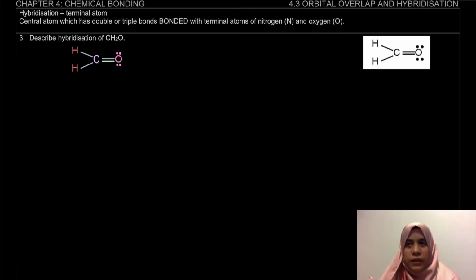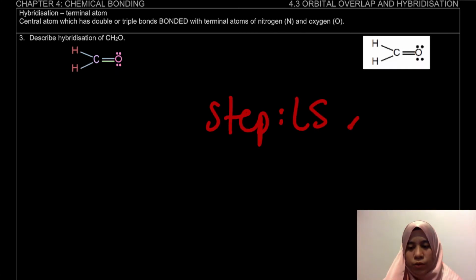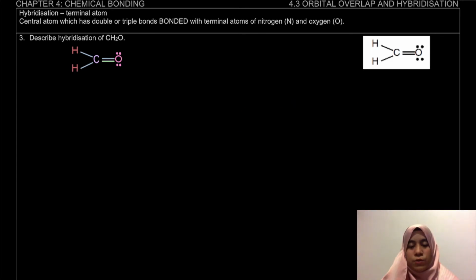Okay, so remember that for the hybridization of terminal atoms, we will hybridize our nitrogen and oxygen too. The central atom is a must, and then we have to hybridize our nitrogen and oxygen. For example number 3, it seems straightforward because we don't have to write down the Lewis structure. It's already given to you, and it's also in terms of molecular shape. So step 1, the Lewis structure and molecular geometry, is not needed. We can go straight to step 2.